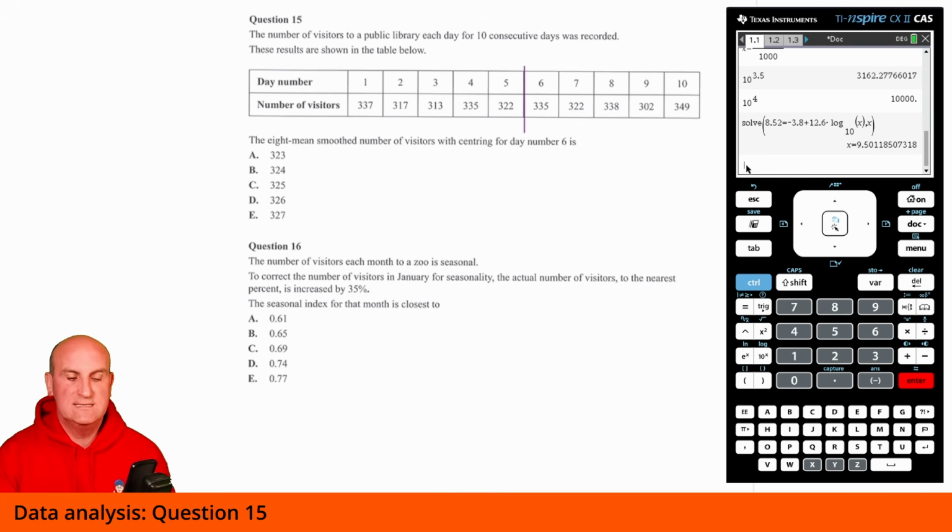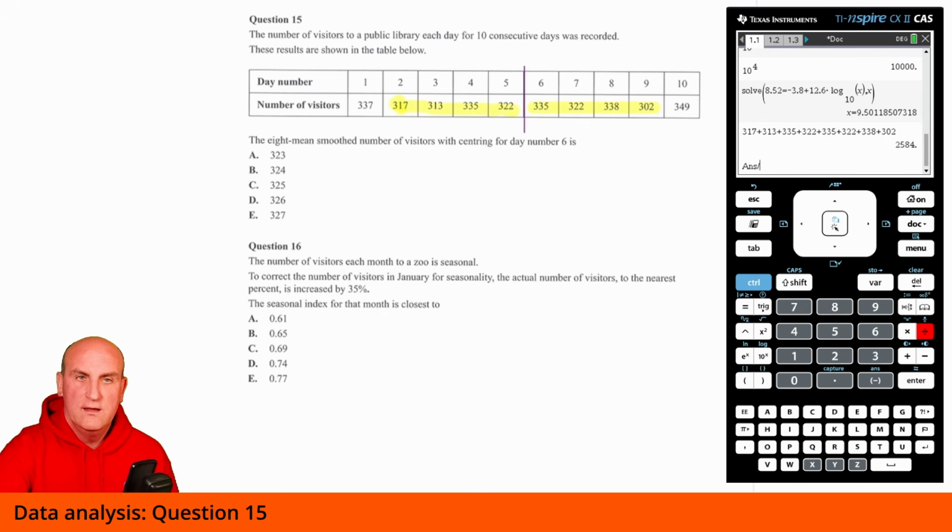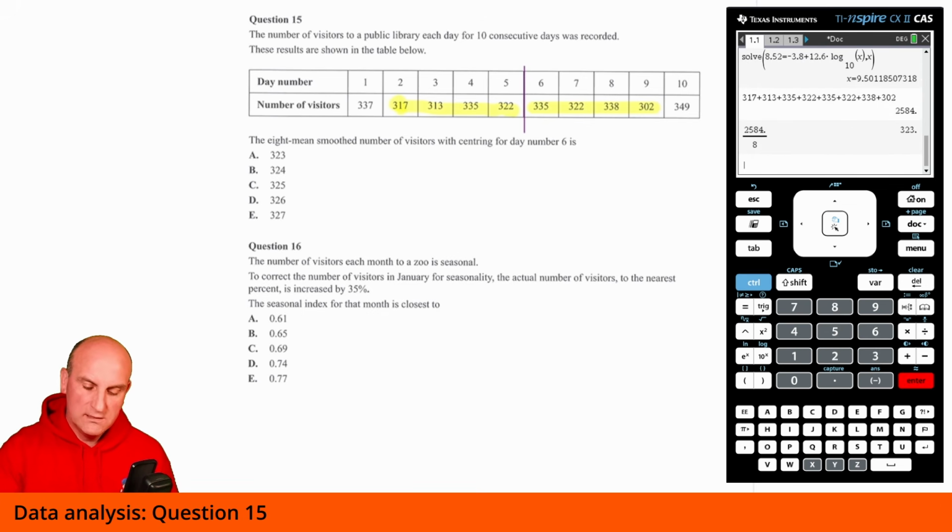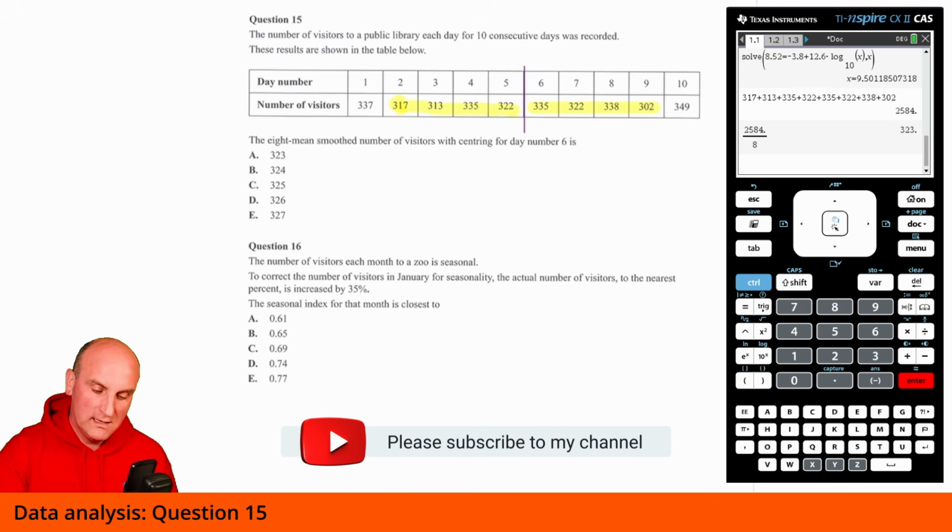And I want 8 data items. So I want 4 here and 4 here. Now, when I do that on my calculator, 317 plus 313 plus 335 plus 322 plus 335 plus 322 plus 338 plus 302, because we want the mean, we've got to add all those values together and divide by how many there are. So that gives me on that side 323.